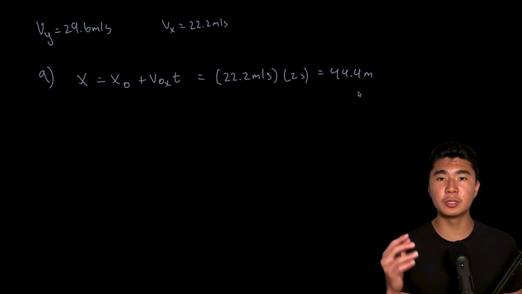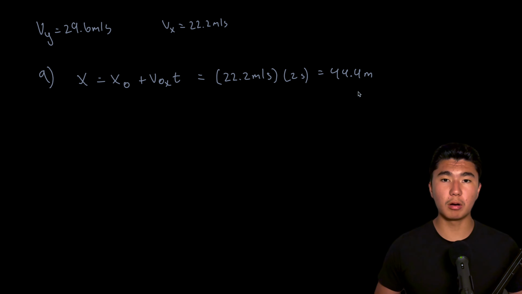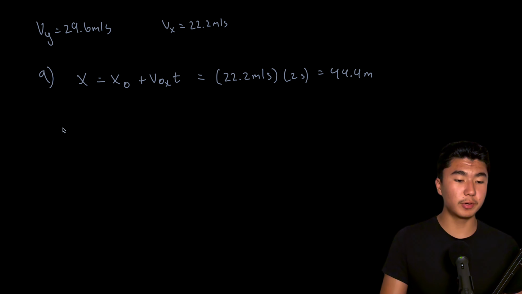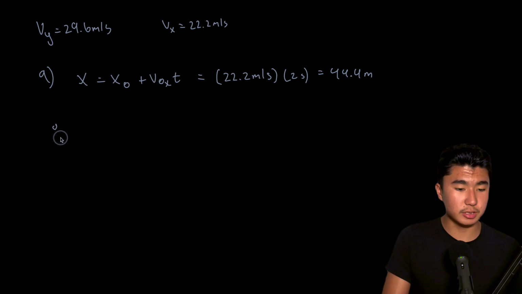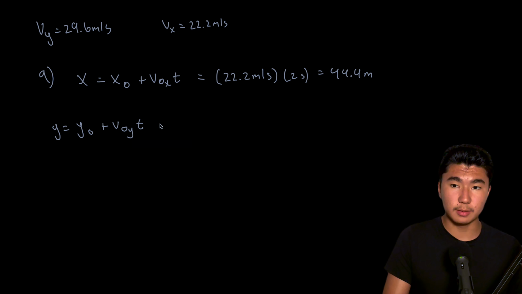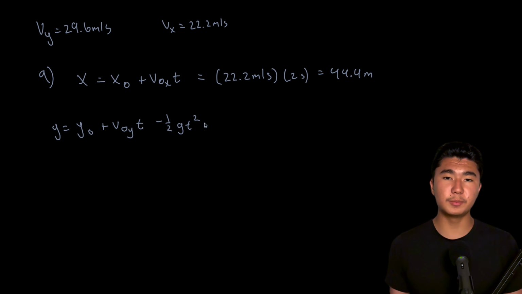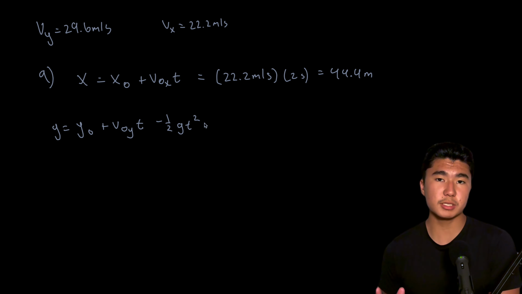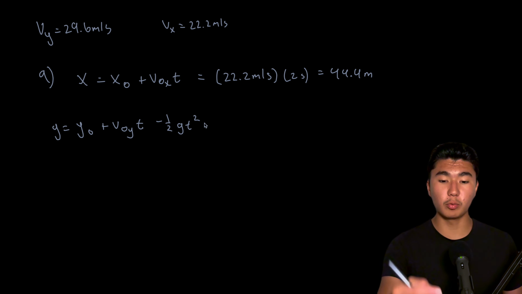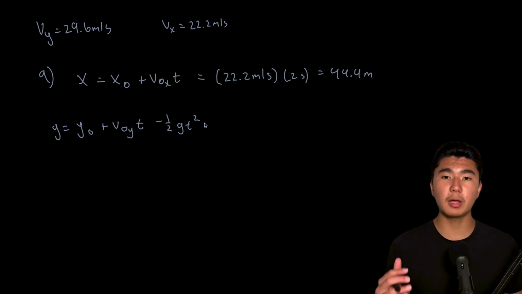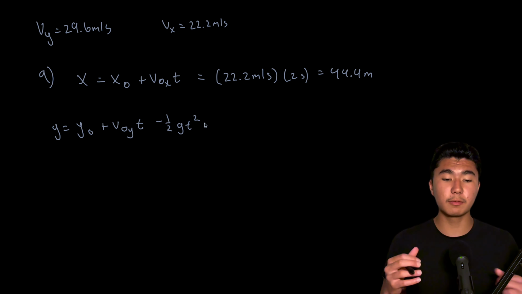Now, to find the magnitude and direction of the velocity at time equals 2 seconds, that's when we have to bring in our y motion. So now we have to bring in our equation for vertical motion, which is y equals initial position plus initial velocity times time minus 1/2 gravity times time squared. The reason we need to do this is because we talked about how our trajectory is dependent on initial velocity as well as gravity, because gravity is the force that creates that parabola for projectile motion to occur.